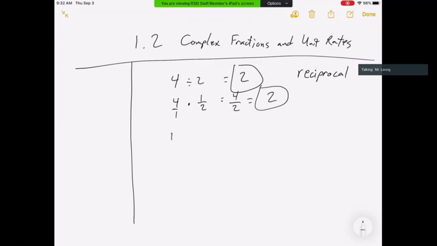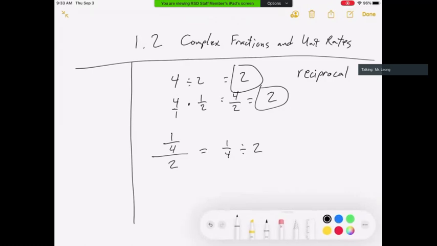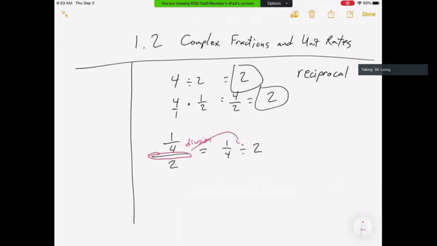So let's say we have something like this. Normally, we have whole numbers. Here's a fraction on top of another fraction. This is what we call a complex fraction, because it's complex. There's a fraction on top of a fraction. Well, I'm going to say 1/4 divided by 2 instead. Notice, this is a division bar, which means I can change it to the division sign.